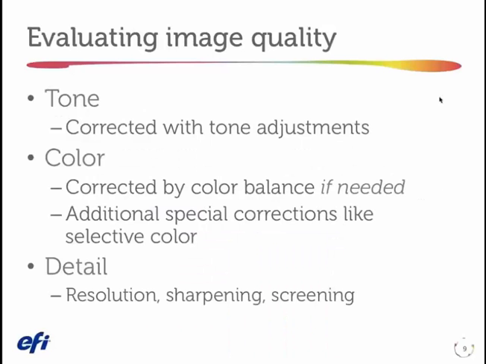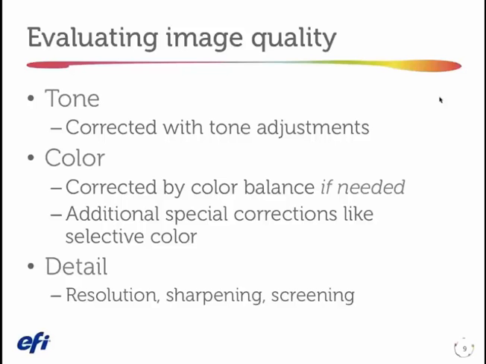When we evaluate image quality, we need to consider these three key areas about the quality of the image reproduction. The first is tone. The tonality of the image is adjusted with our tone controls in various places in the workflow we'll discuss. Tone has to do with how light or dark the image is, and this is the first thing we must evaluate when we do color correction.